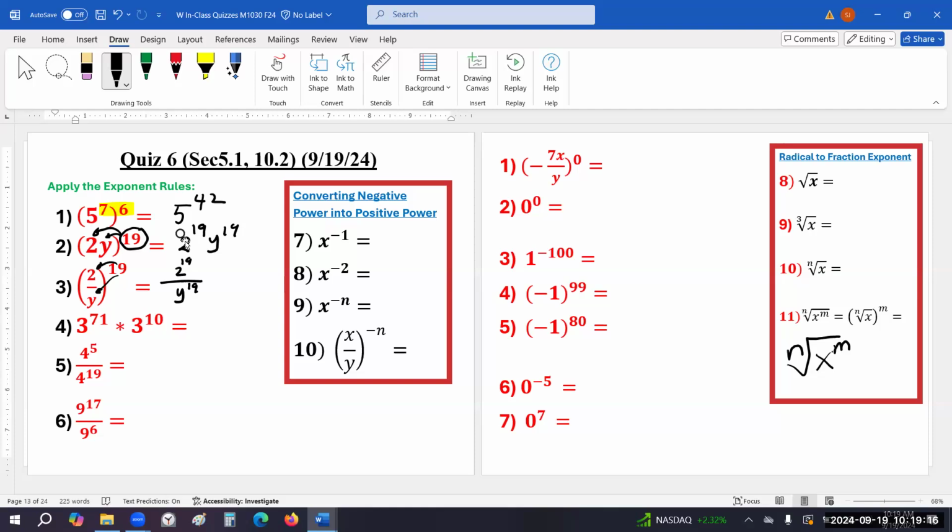Aditya. 3 to the what? 81. Perfect. So when you have same base you're multiplying, you just add the powers. Skylar, next one. If you do 5 minus 19, then you get a negative power, but you cannot leave negative power. So what's the final answer?